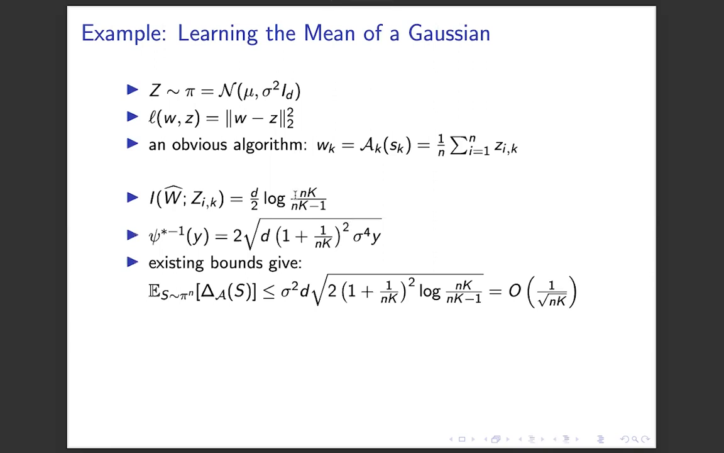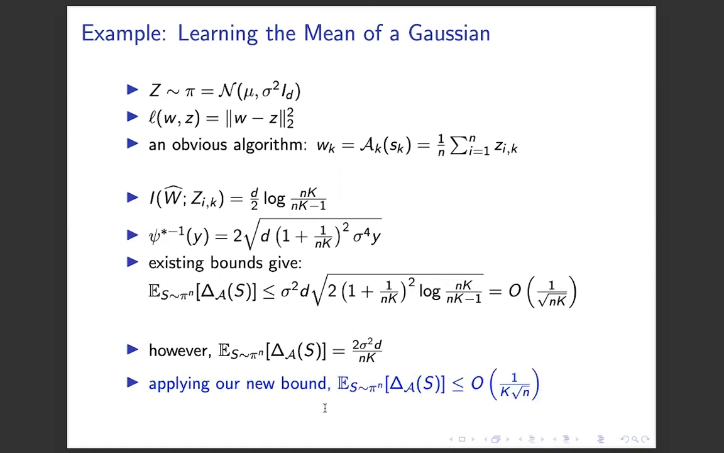What's nice about this example is you can explicitly write out the mutual information terms. So you can compute these mutual information terms, and you can get an explicit bound on this psi star inverse. Applying the existing bounds, we get that the expected generalization error is upper bounded by an order 1 over square root of nk factor. However, for this specific algorithm and distribution, you can just compute exactly what that generalization error is, and it looks like a factor of 1 over nk. So the existing upper bounds don't give the correct dependence on n or k.